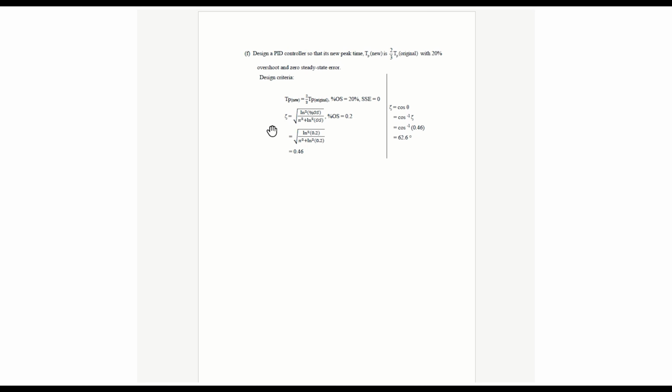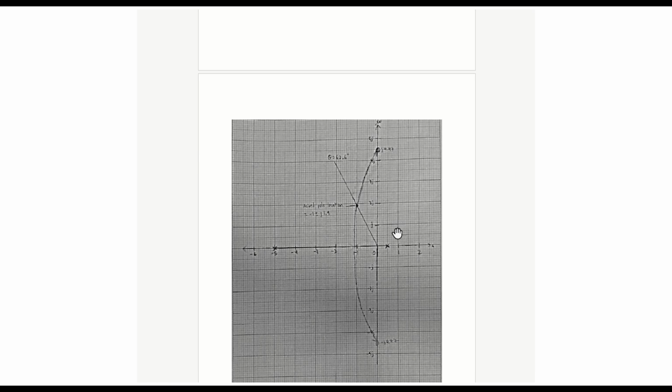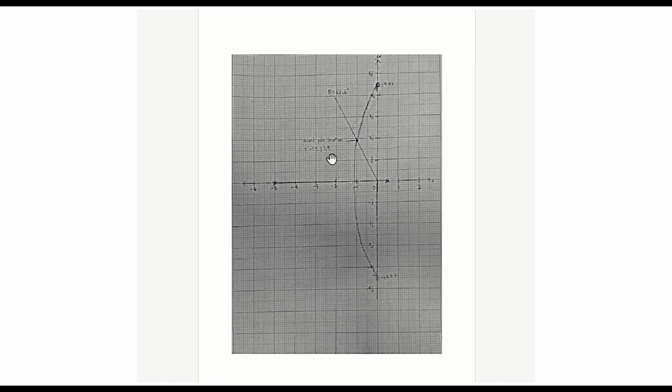So here is system 2 again. First of all, we write the design criteria, and then we calculate the value of damping ratio zeta, which is the same for all three systems. So the angle will also be the same. We draw that damping ratio with that angle on our locus, so we get the desired pole location.